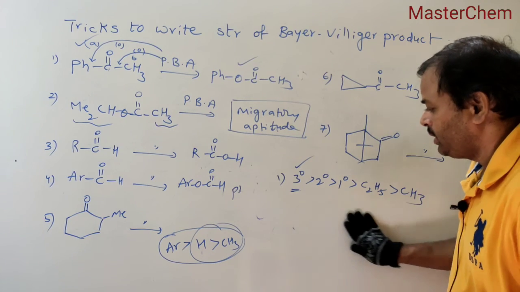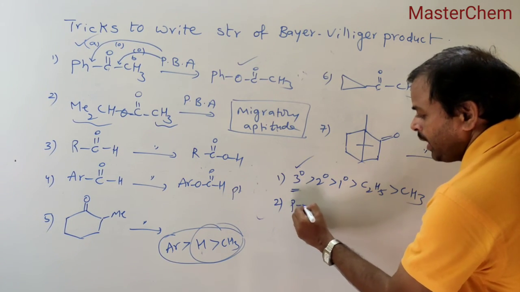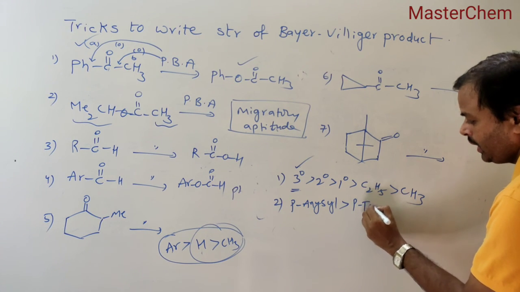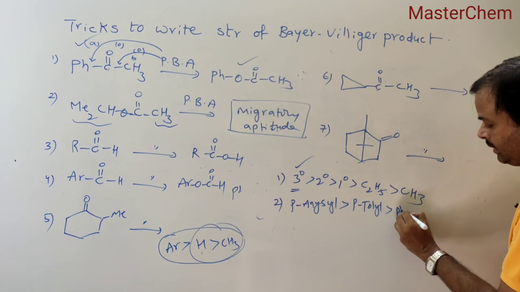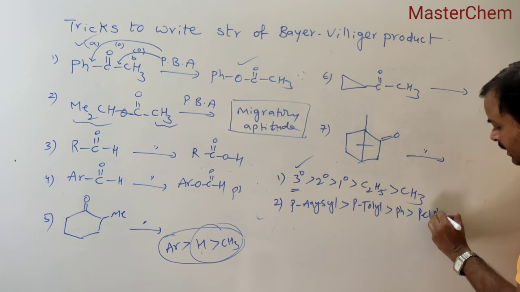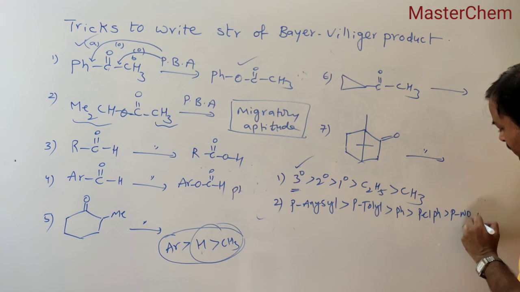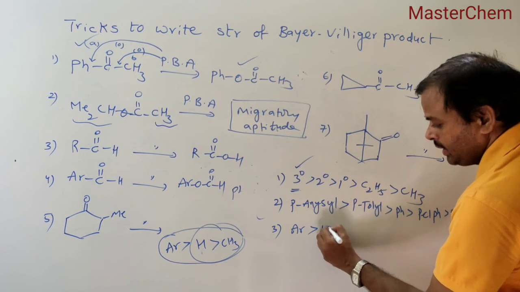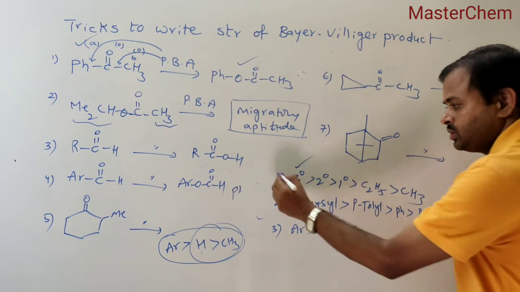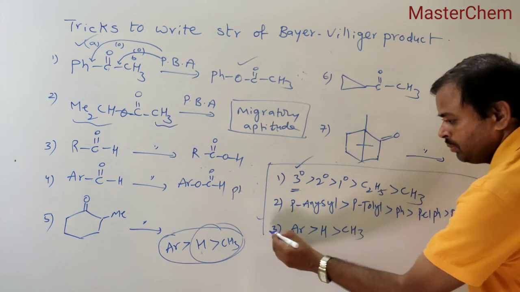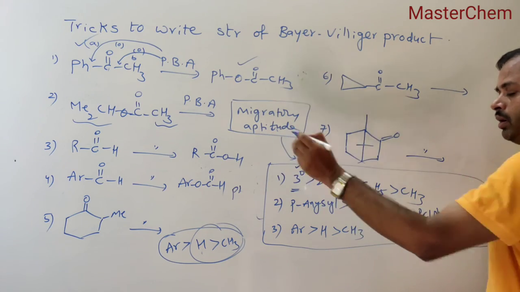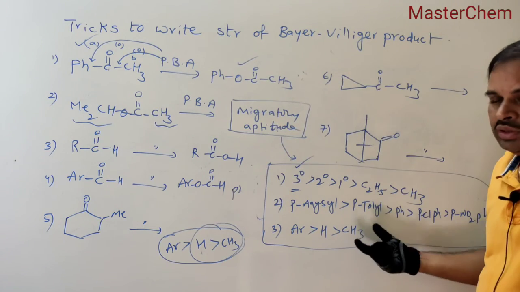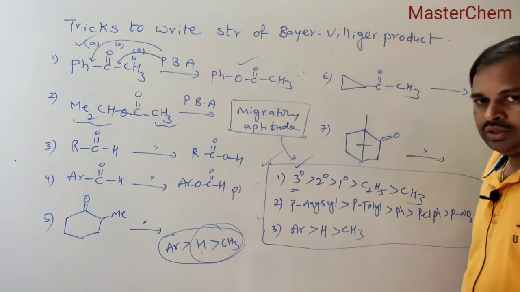The second one: para-anisyl is greater than para-tolyl, greater than phenyl, greater than para-chlorophenyl, greater than para-nitrophenyl. And the third one: Ar is greater than H, greater than CH3. If you remember these three priority orders of migratory aptitude, you can write the major Baeyer-Villiger oxidation product for any reaction.